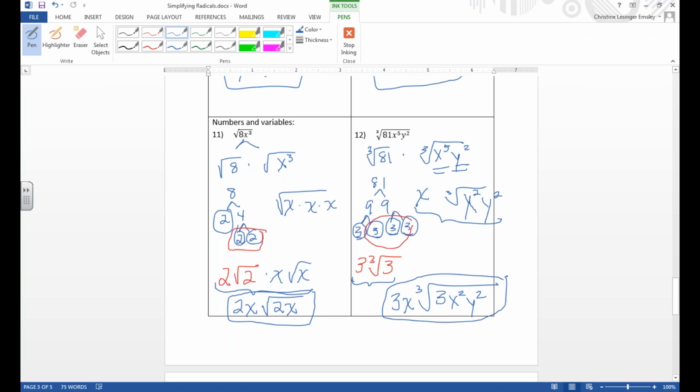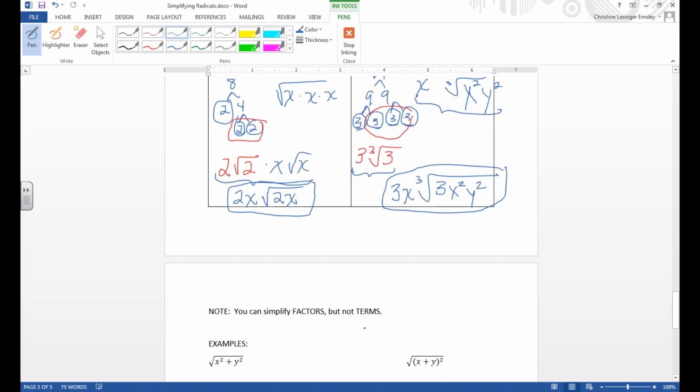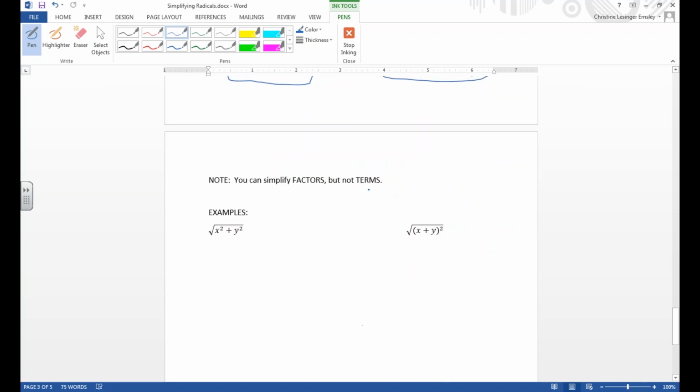Okay, there are an unlimited number of examples I could go over, but that hopefully gives you some basic skills that can help you with types of problems where you need to simplify the radical. The last thing we need to look at, I just wanted to mention this, make sure you notice, we can simplify factors, but we cannot simplify terms. Again, properties of radicals and exponents.